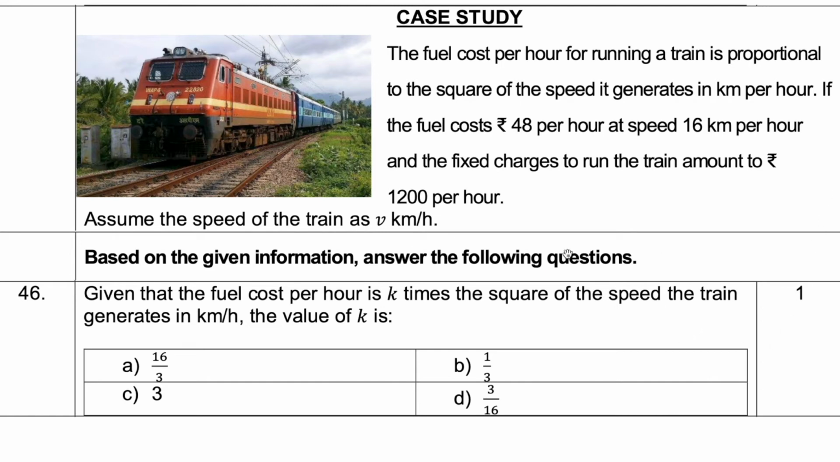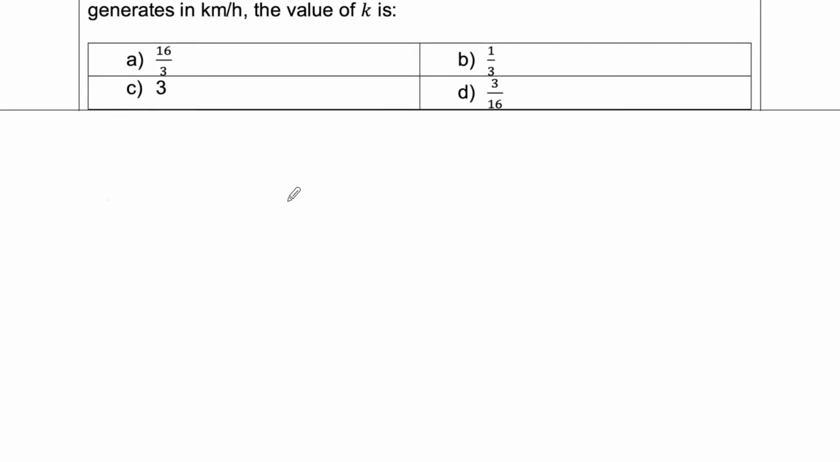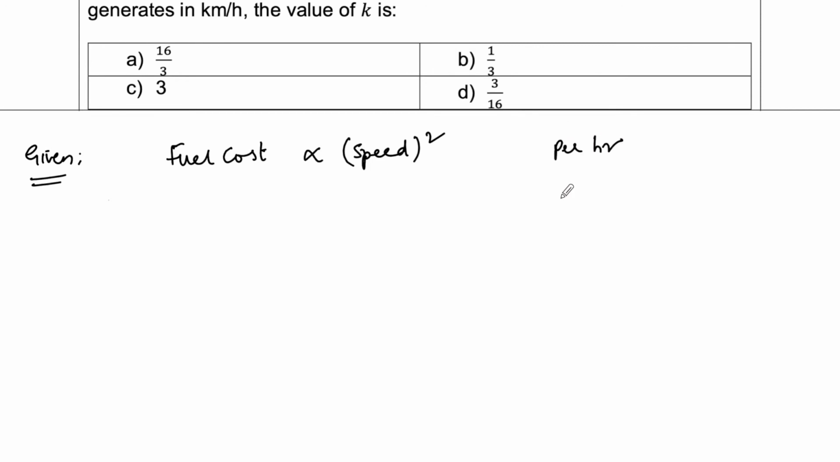So first let us write the given information. So the information is given in the problem. Fuel cost per hour is proportional to square of the speed. It's given per hour. Fuel cost and speed is in kilometer per hour. Let me write here. This is per hour and speed is kilometer per hour.